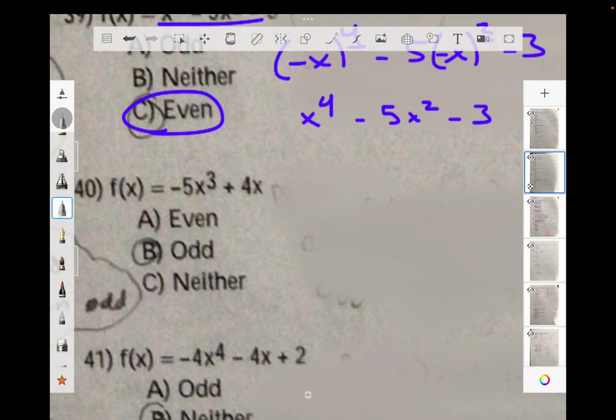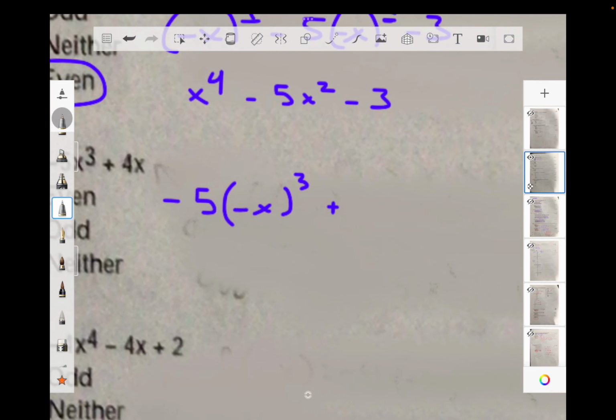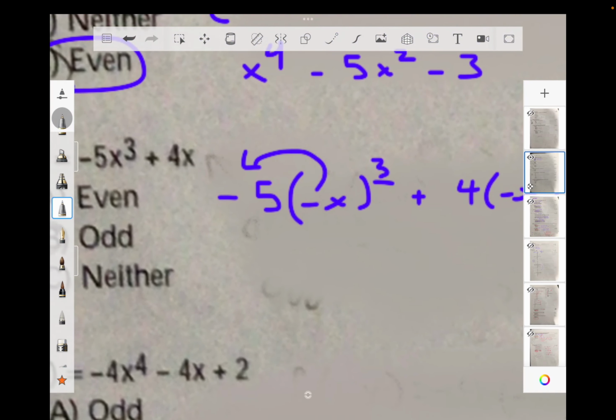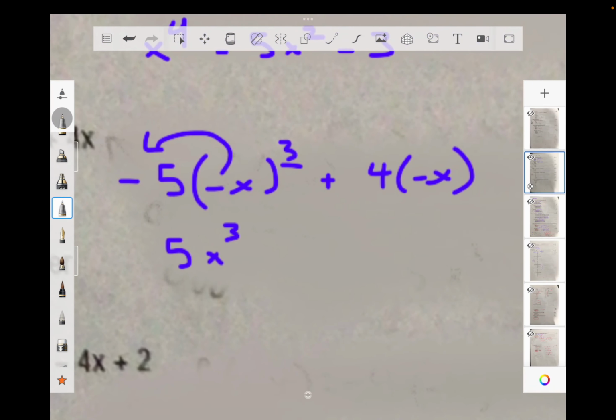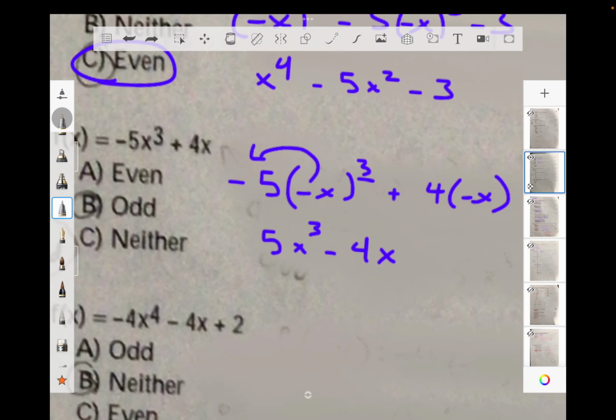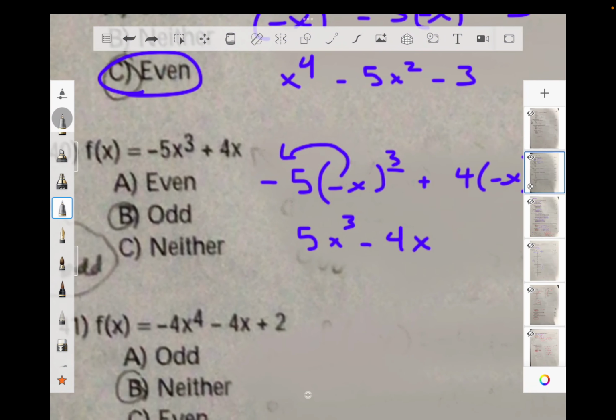For this one, it's going to be negative 5 times negative x cubed plus 4 times negative x. This is an odd exponent, so you're able to bring this outside, which is negative times negative is positive 5x cubed. And then this is going to be minus 4x, right? Because plus 4 times the negative x is negative 4x. So this is the opposite, right? Because this was negative positive, and now it's positive negative. So it's the opposite, therefore it's going to be odd.